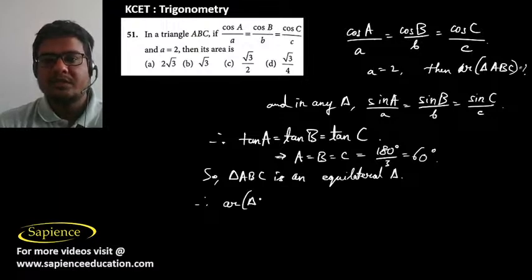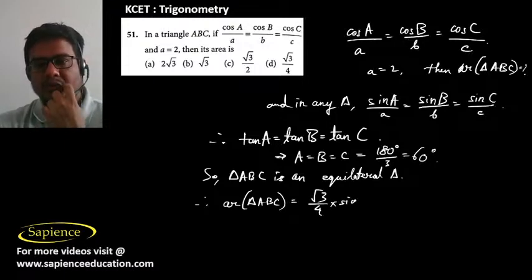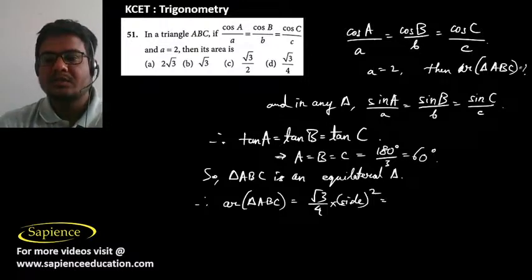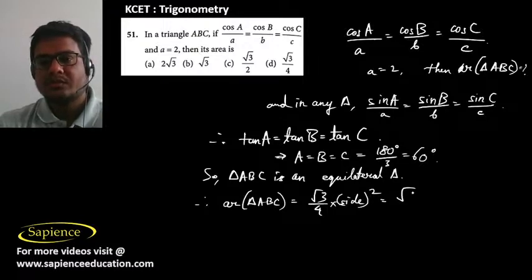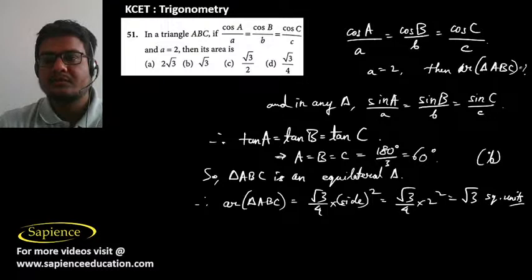So now, therefore, we can say that the area of triangle ABC will be equal to root 3 by 4 into side square. Since the height is root 3 by 2 into side, it is half base into height. So this will be root 3 by 4 into 2 square. So this is root 3 square units. This is the area. So option B is the correct answer.